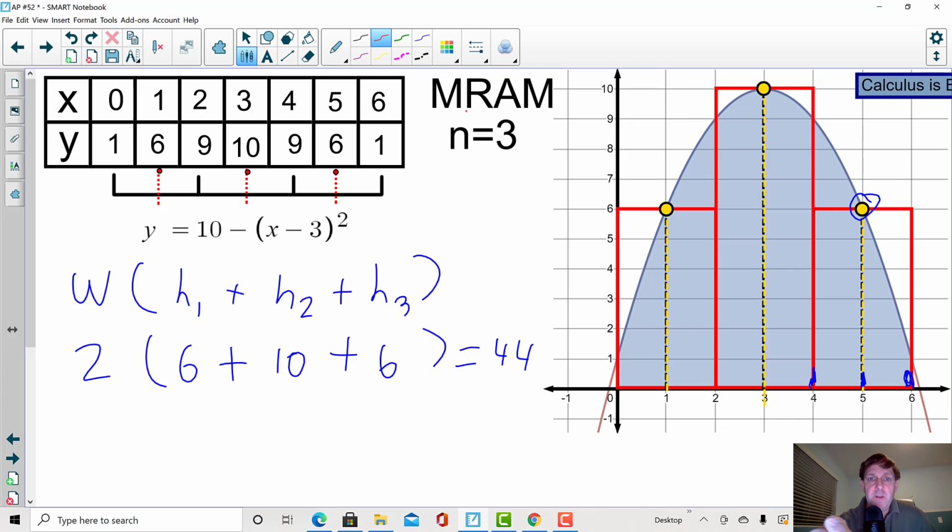Okay, I wanted to point out that they're going to tell you that it's a midpoint rectangular approximation, and they're also going to tell you how many rectangles to use. So you're not going to choose that.